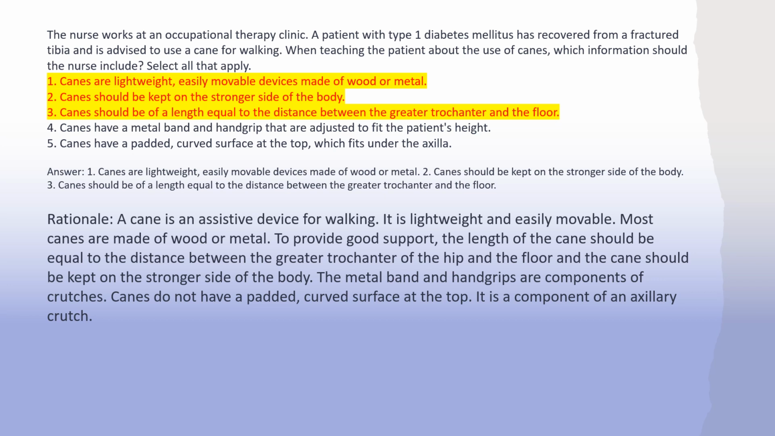The metal band and hand grips are components of crutches. Canes do not have a padded curved surface at the top. It is a component of an axillary crutch.